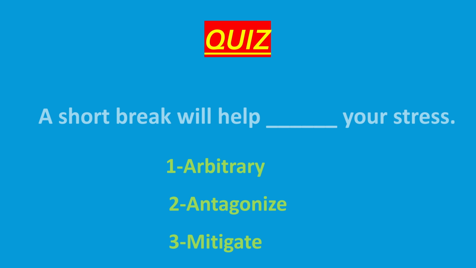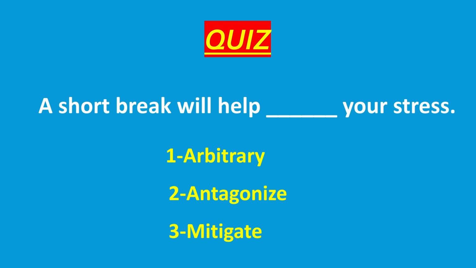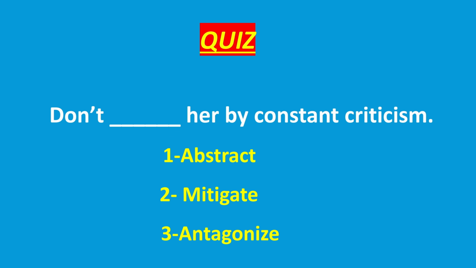The next question: a short break will help blank your stress. Options are arbitrary, antagonize, mitigate. And the correct answer is mitigate. A short break will help mitigate your stress. The next question: don't blank her by constant criticism. Options are abstract, mitigate, antagonize. And the correct answer is antagonize. Don't antagonize her by constant criticism.